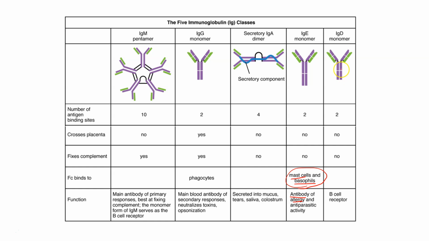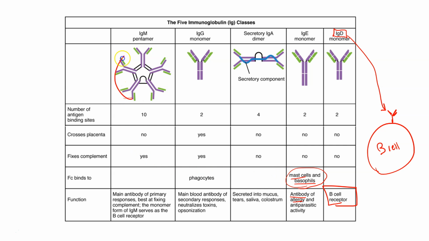The IgD is actually a B cell receptor. So when there's a B cell and it has a B cell receptor, what it is, is an antibody, but specifically a class IgD antibody. Occasionally, too, there can be an IgM, but specifically just the monomer of the IgM, so just one of these. So B cells could have an IgD or an IgM antibody as their B cell receptor.